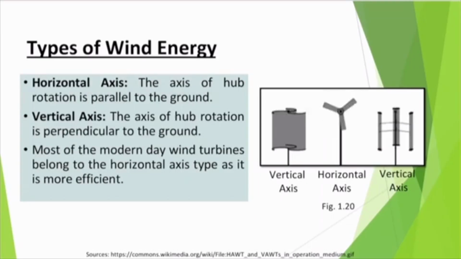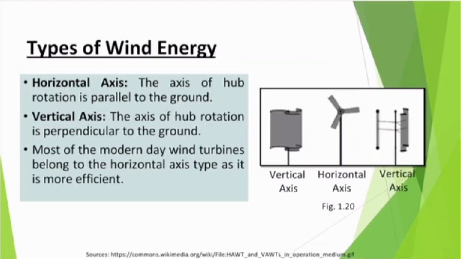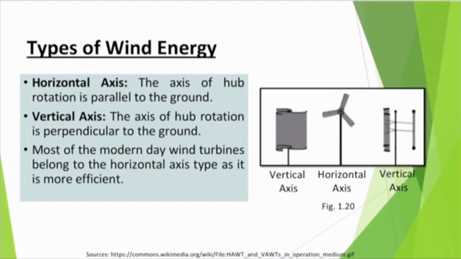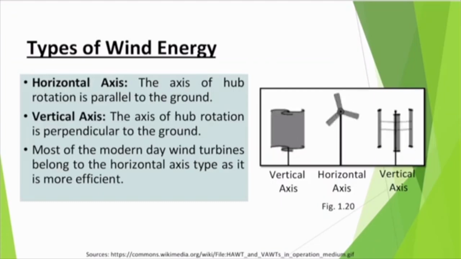Now, if you see the types of wind energy, there are different types of technologies that help you to understand how wind can be converted into energy. One is, very importantly, horizontal axis. The axis of rotation is parallel to the ground. The second is vertical axis. The axis of hub rotation is perpendicular to the ground. Most of the modern-day wind turbines belong to the horizontal axis type, as it is more efficient.